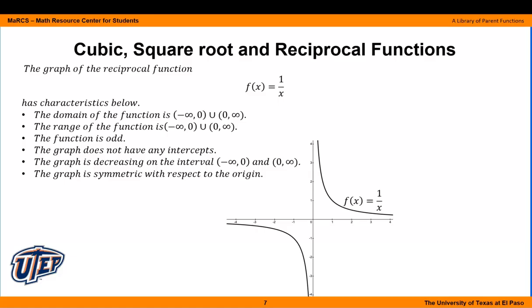Next is the reciprocal function, f of x equals 1 over x. The key ideas here are that this function is undefined at x equals 0. It has no intercepts, it has 2 separate branches, and it is symmetric about the origin. Please note that this graph approaches the axes but never actually touches them.